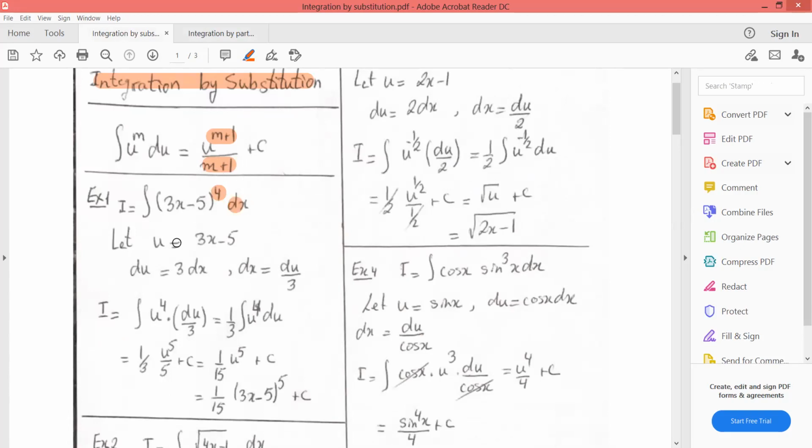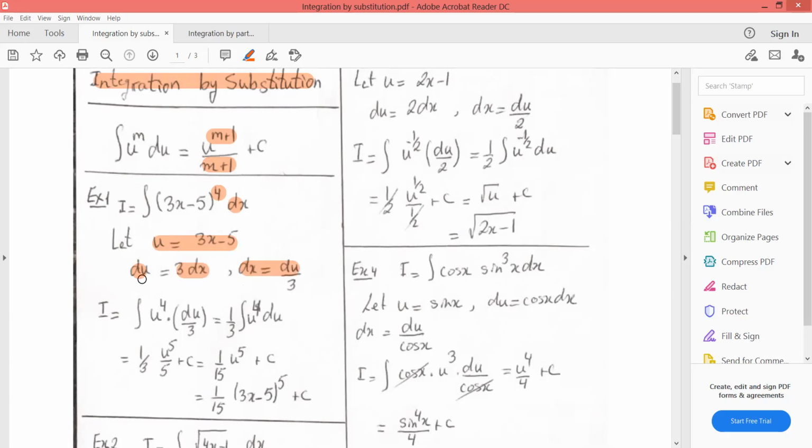First step, we take the base of the power as u. u equals 3x minus 5. We take the derivative of u, du. The derivative of 3x minus 5 is 3 dx. dx is du over 3.